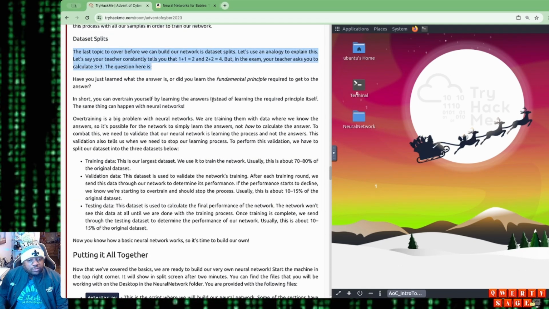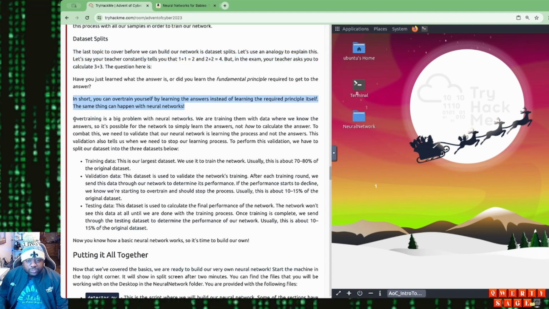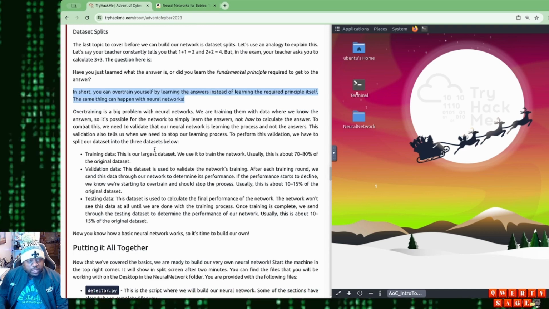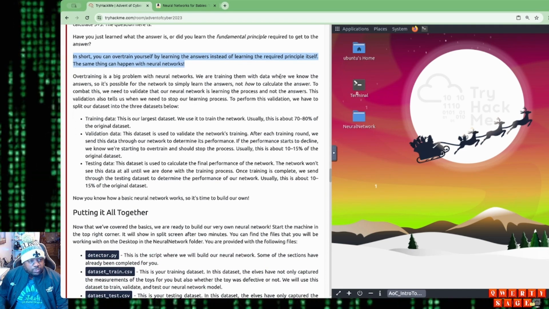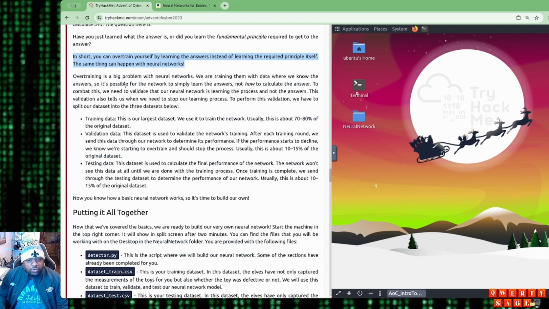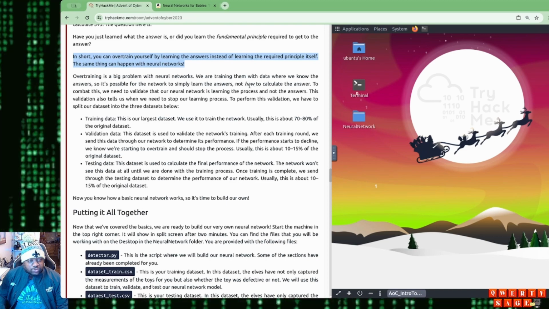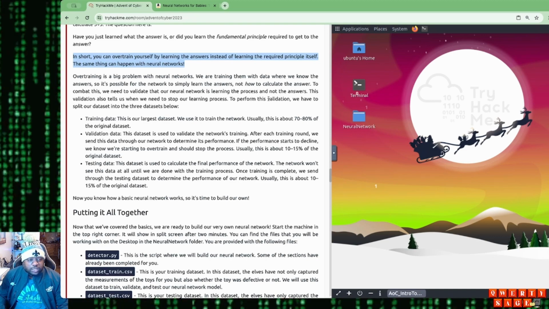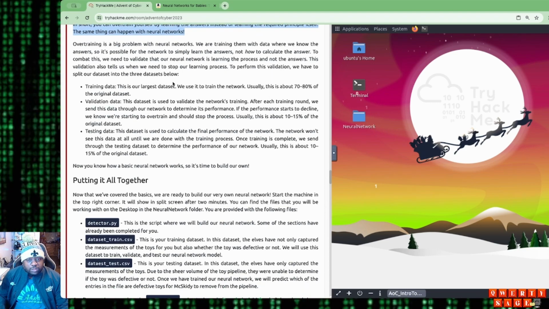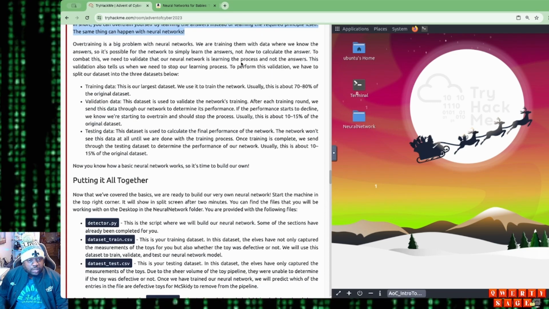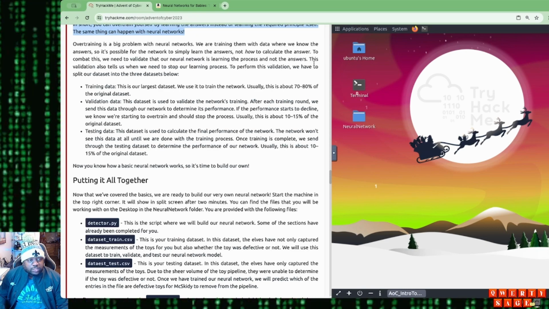You can overtrain yourself by learning answers instead of learning the required principle. The same thing can happen with neural networks. Overtraining is a big problem. We're training them with data we know the answers to, so it's possible for the network to simply learn the answers and not actually how to do the calculations to get the correct answer. To combat this, we need to validate our neural network is learning the process, not the answers.